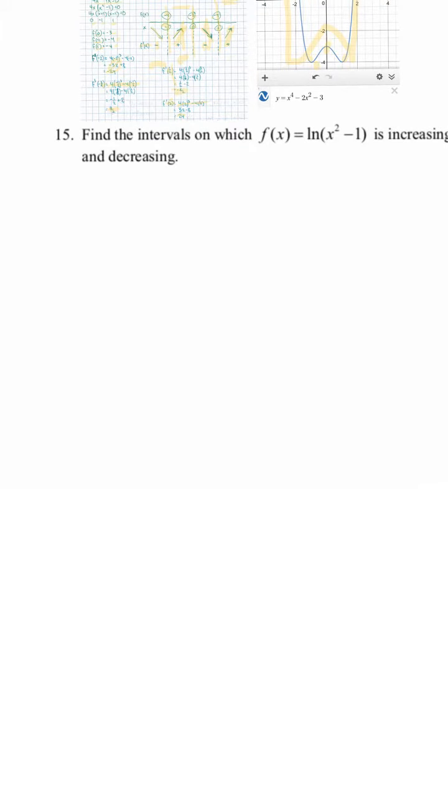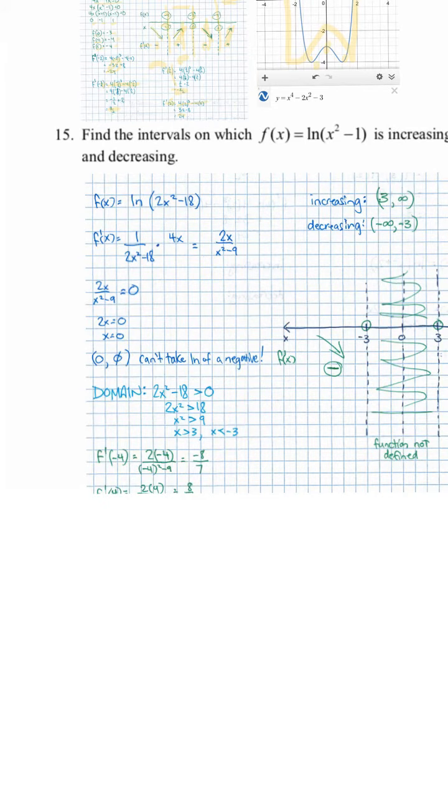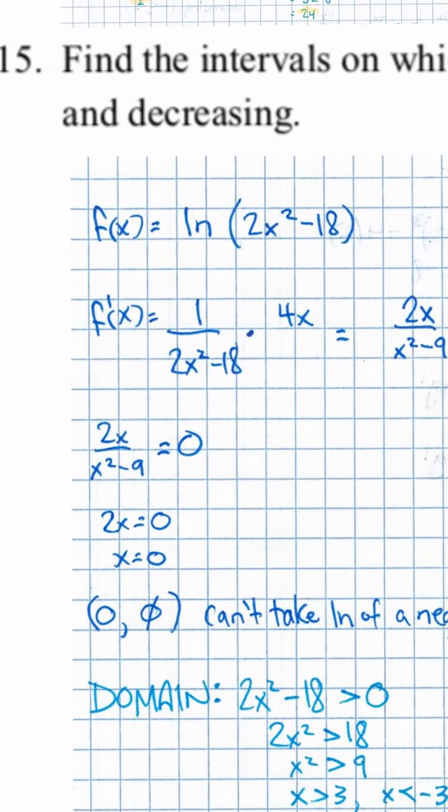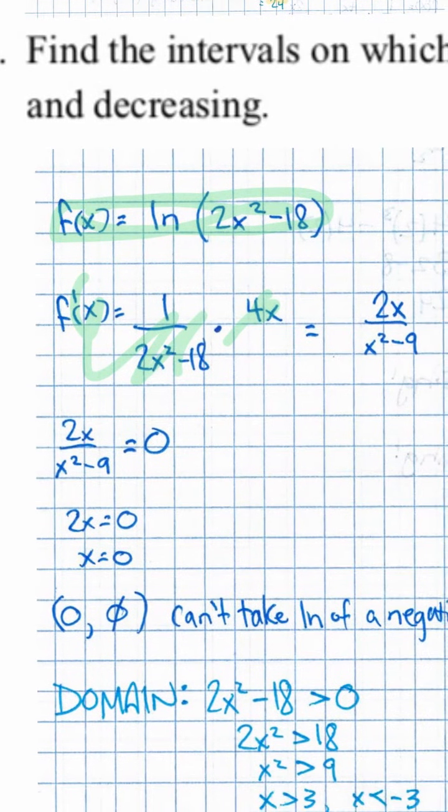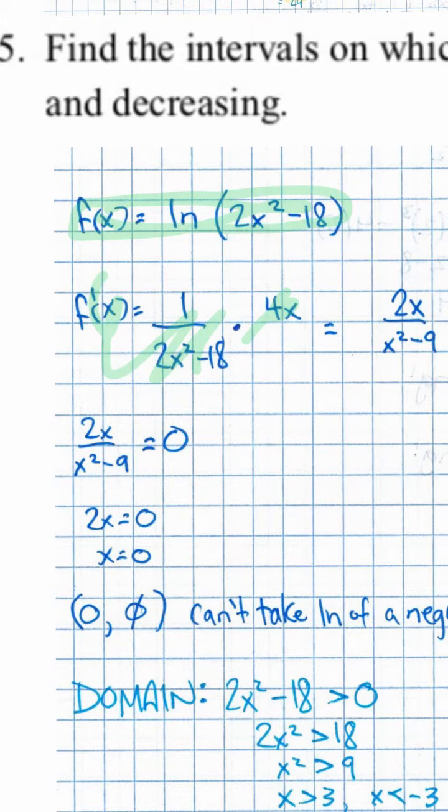The last problem on this page is a logarithmic function, and we're going to see when that is increasing and decreasing. So I created my own logarithmic function for this one. My function is the natural log of 2x squared minus 18. I took the first derivative. Don't forget my chain rule. And I got 2x over x squared minus 9 after simplifying. Now you can't see that really well. Yeah, there it is. So then I set that equal to 0.